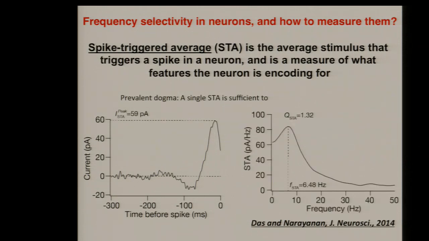I don't know where the rest of the sentence went. It should read as: a single STA is sufficient to characterize a single neuron.